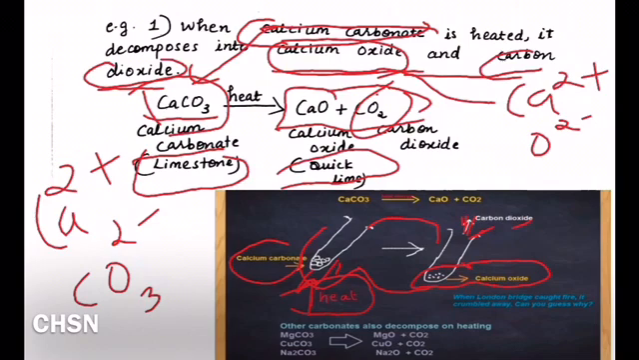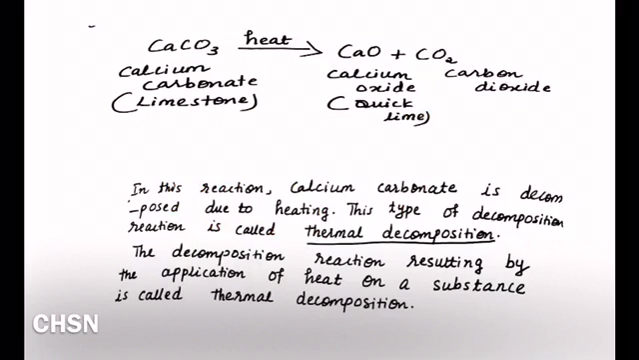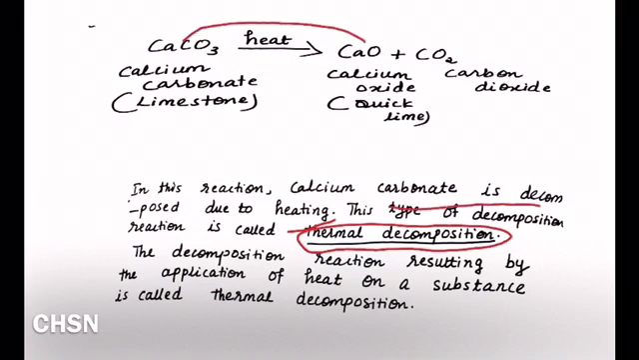So that means this decomposition reaction takes place by the application of heat. So this type of decomposition reaction is called thermal decomposition. That is, in this reaction you can see that the calcium carbonate is decomposed due to heating. Calcium carbonate is decomposed and forms calcium oxide and carbon dioxide because of the application of heat.